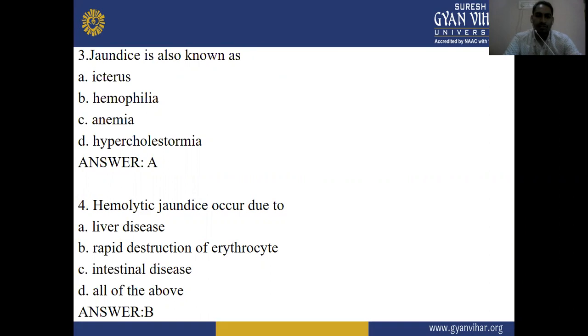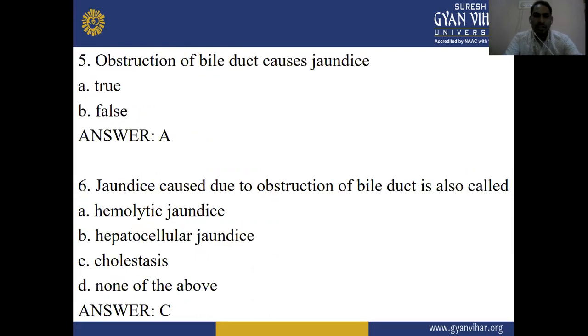Icterus means jaundice. Next one: hemolytic jaundice occurs due to option A, liver disease, option B, rapid destruction of red blood cells, option C, intestinal disease, option D, all of the above. The right answer is B. Rapid destruction of red blood cells causes hemolytic jaundice. Next one: obstruction of bile ducts causes jaundice. Option A is true and option B is false. The right answer is A. Obstruction of bile ducts causing jaundice is true.